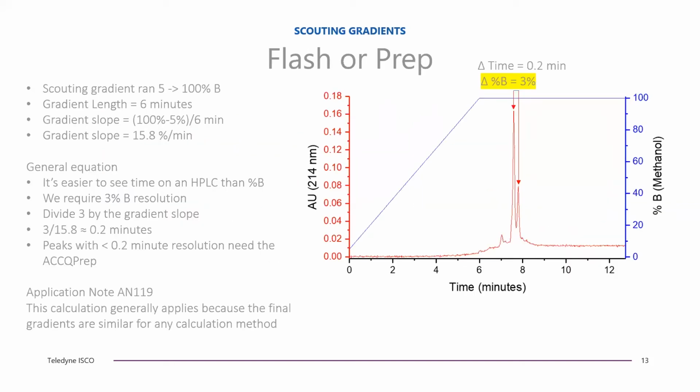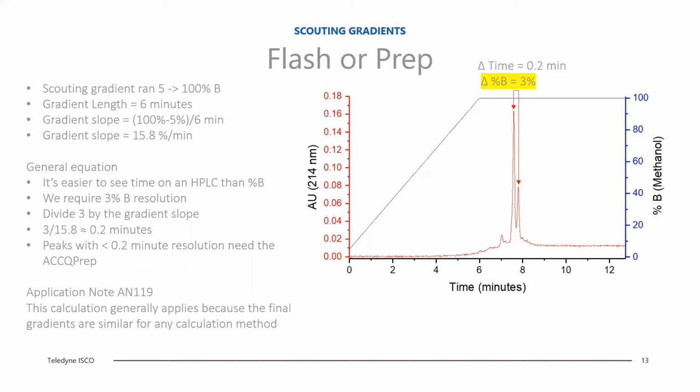There are many ways to create a focused gradient. The final gradient is the same no matter which method is used, so this calculation is usable no matter how you create a method. There are many scouting gradient methods that people can use, and we present a general equation that is useful for any HPLC system and most scouting gradients. Most users have a standard scouting gradient used for columns of a given length and inner diameter, so most of the math only needs to be calculated one time.